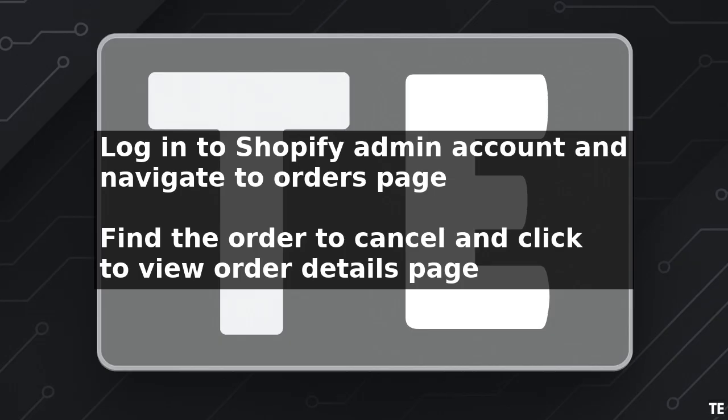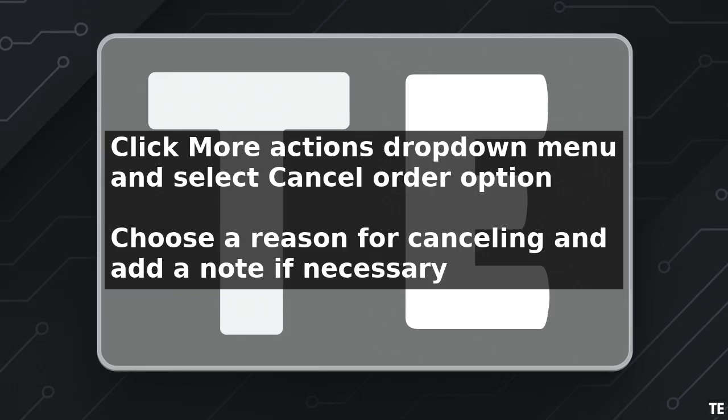On this page, you will see all the details of the order, including the products ordered, shipping address, and payment information. At the top right corner of the page, you will see a More Actions drop-down menu. Click on this menu and select Cancel Order. This will take you to a new page where you can confirm that you want to cancel the order.